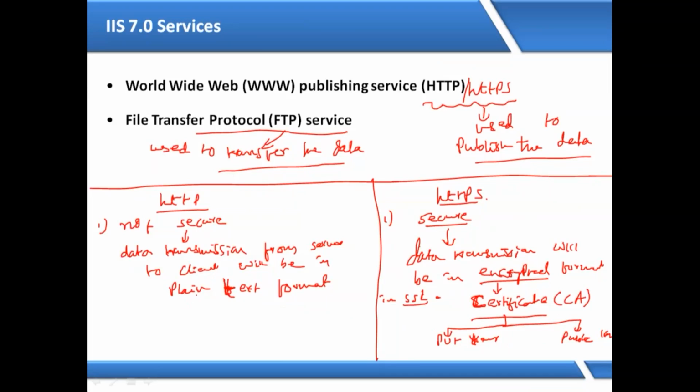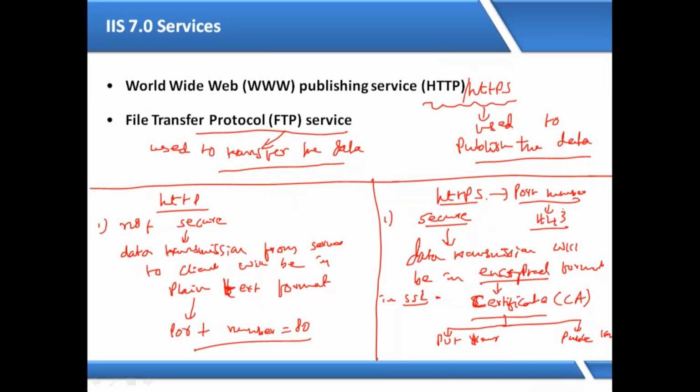Whereas when you are hosting the website through the HTTP protocol, the port number will be 80. When you use HTTPS, the port number will be 443. So what port number does it use when we host the website through HTTP? 80. And for HTTPS, it will be 443.